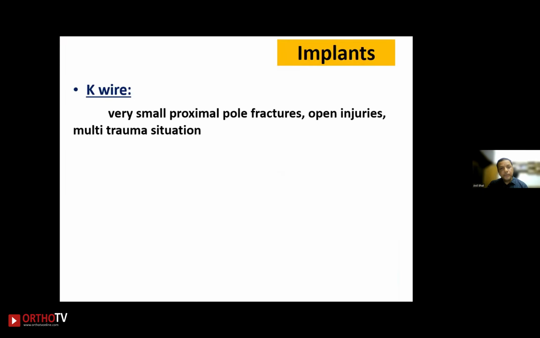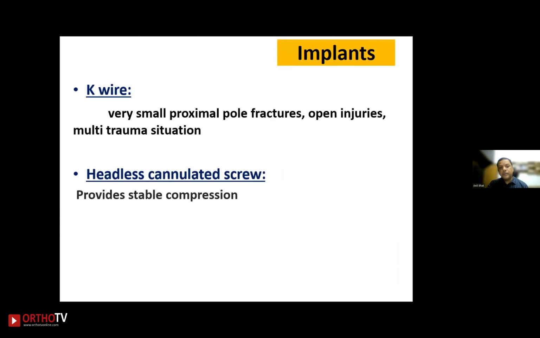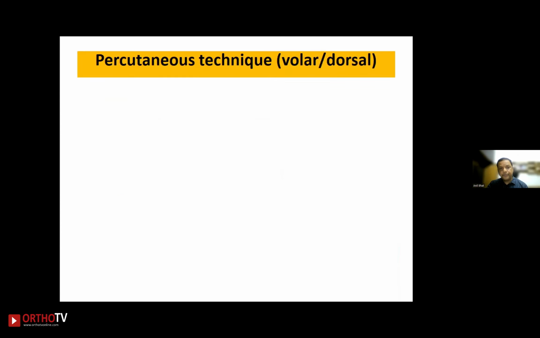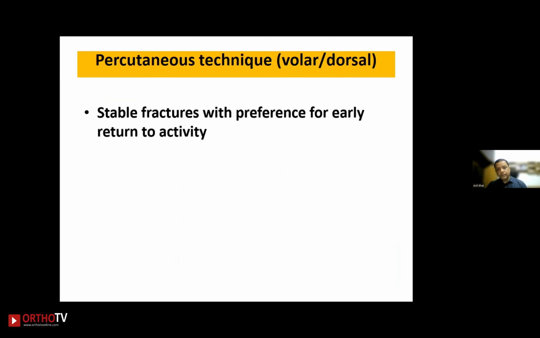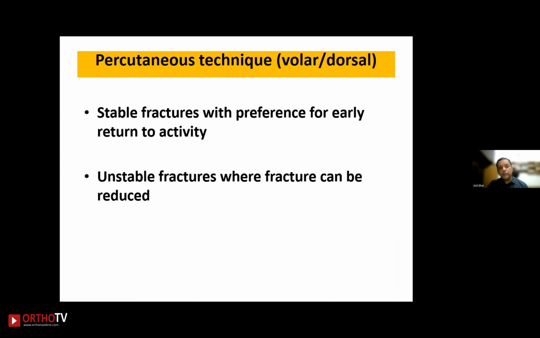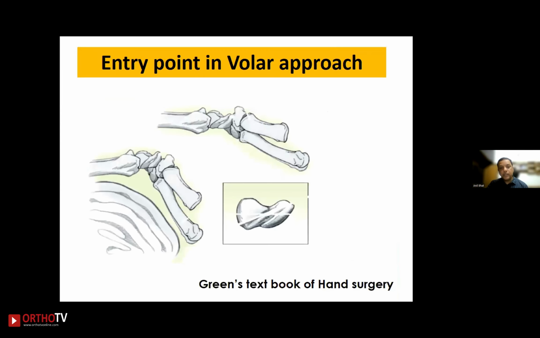K-wires are still used in very proximal pole fractures and open injuries. Otherwise, generally we go for headless cannulated screws here. The percutaneous fixation, I think all of us should acquire that skill of doing it, especially for scaphoid fractures. It is a biological kind of fixation because you don't open the fracture site, and it's always used in stable fractures. But if you can reduce the fracture, then you can still use that.